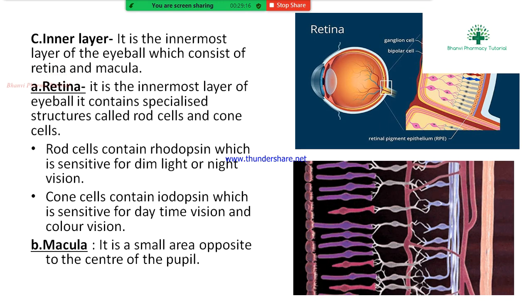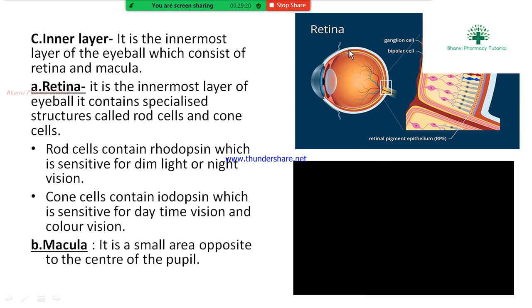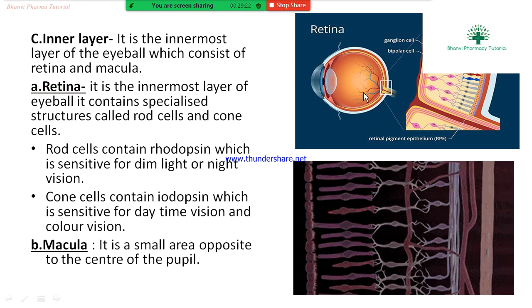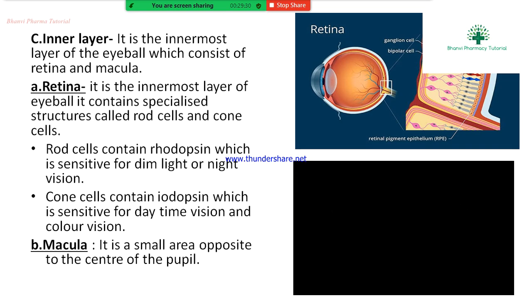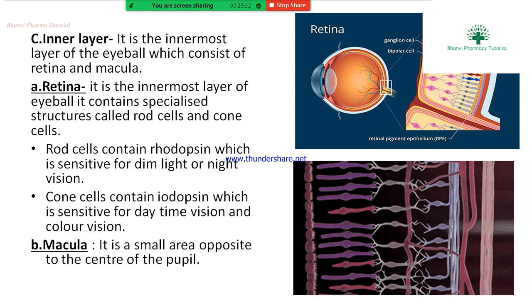It contains specialized structures inside the eye. This is the retina. Inside the retina there are specialized cells, rod cells and cone cells. There are two types of cells in the retina, rod cells and cone cells. These are very important cells.